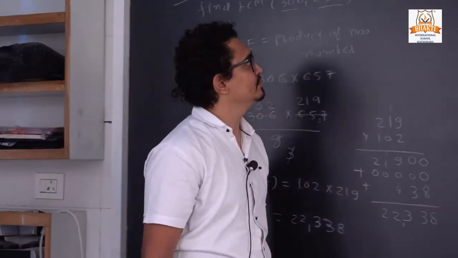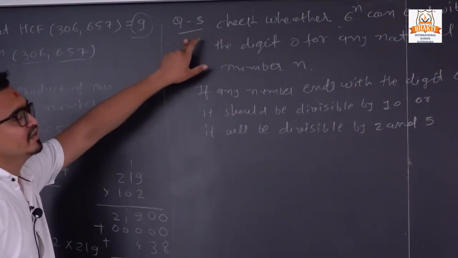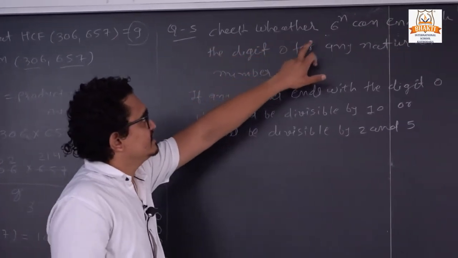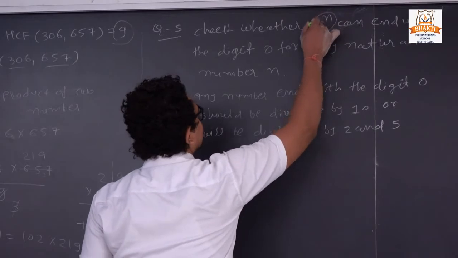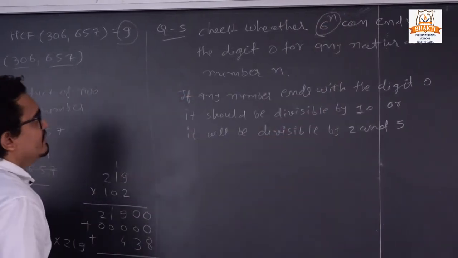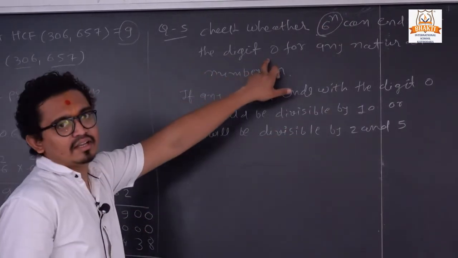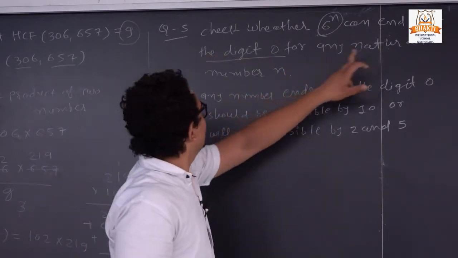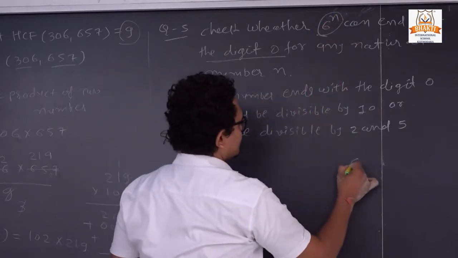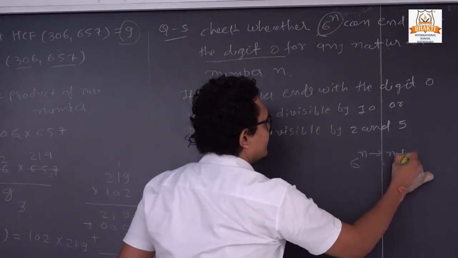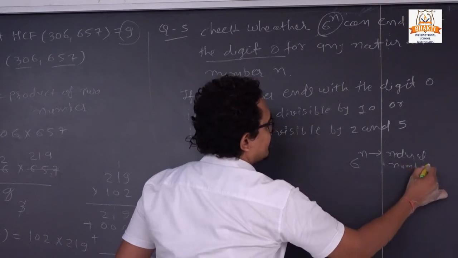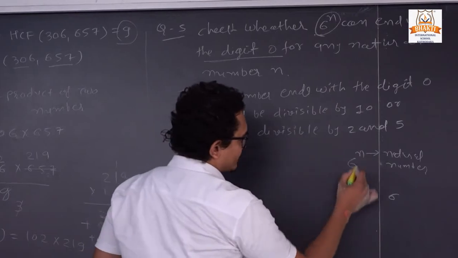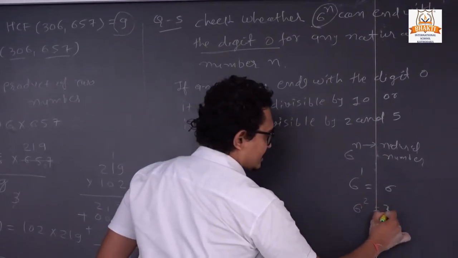Now next question, it will be question number 5. So in question number 5 they are saying what? Check whether 6 raised to n, which number is given here? 6 raised to n can end with the digit 0. So for any natural number n, if we have 6 raised to n and n is a natural number, natural numbers start from 1. So if we put n is equal to 1, the answer is 6. If we put 6 raised to 2, the answer is 36.